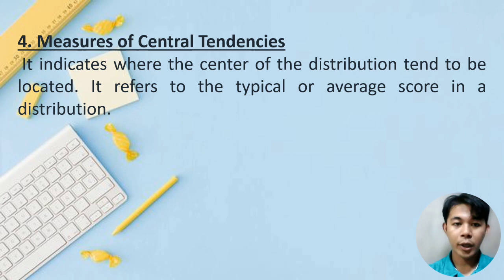Number four, measures of central tendency. It indicates where the center of the distribution tends to be located. It refers to the typical or average score in the distribution. So the measure of central tendency is the summary measure that attempts to describe a whole set of data with a single value.